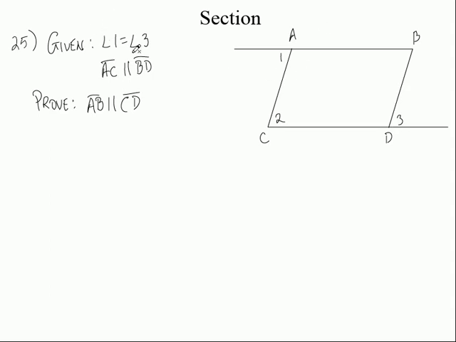Here we go. Let's draw the thing. Angle 1 is equal to angle 3. So what am I going to do? I'm going to mark it. So that's angle 1. And that's it.